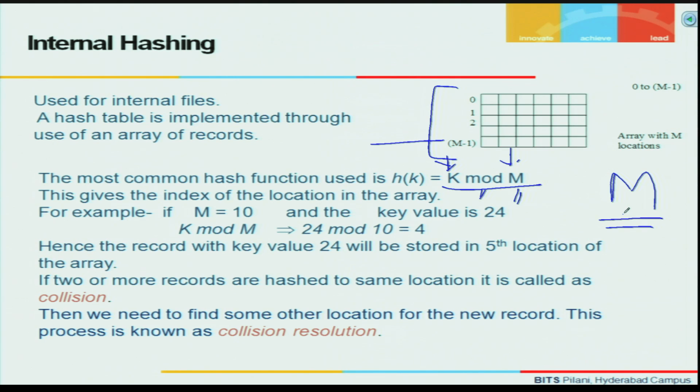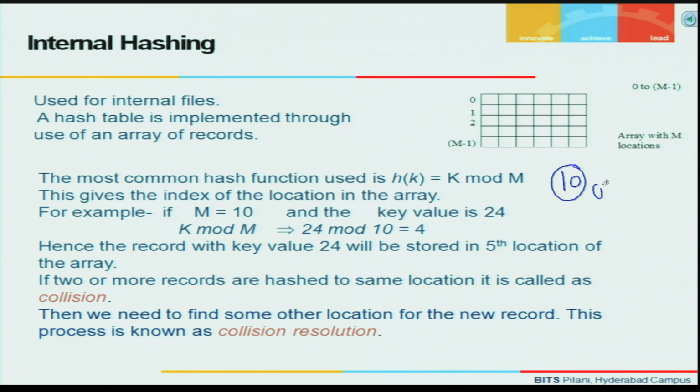Now whenever I insert a record with some key value k, it should go into one of these 0 to m minus 1 locations. When you apply this mod function, or the hash function, which is k mod m, it gives the index of the location in the array. For example, let us assume that there are 10 locations, so m is equal to 10. And suppose I am inserting a record with key value 24, what is going to happen?